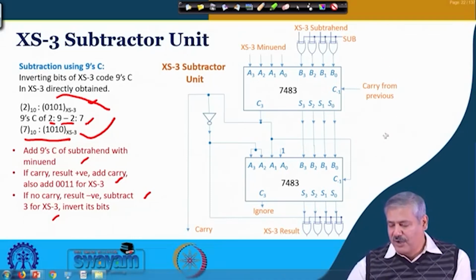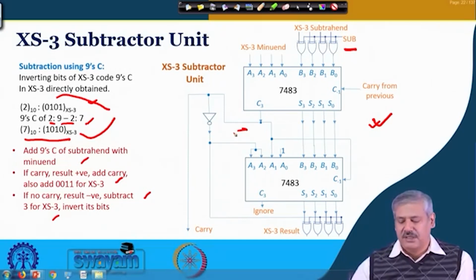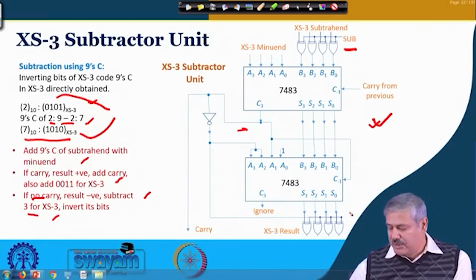So, this particular block shows the logic circuit by which we can get it, right. So, this is showing when there is a subtraction, there is an inversion getting done, okay. And this circuit is familiar, the BCD, the XS3 adder circuit, right. And here what you can see, if there is no carry, result is negative, right, and subtraction is done and inversion of the bits. So, inversion of the bits is happening to give you the final result. Is it okay?